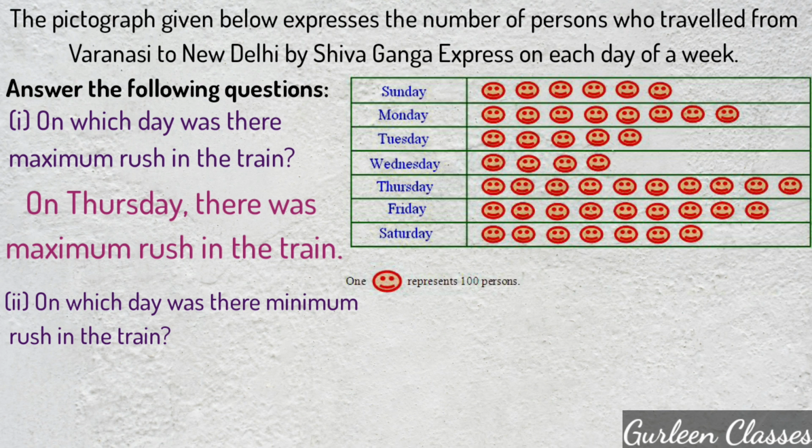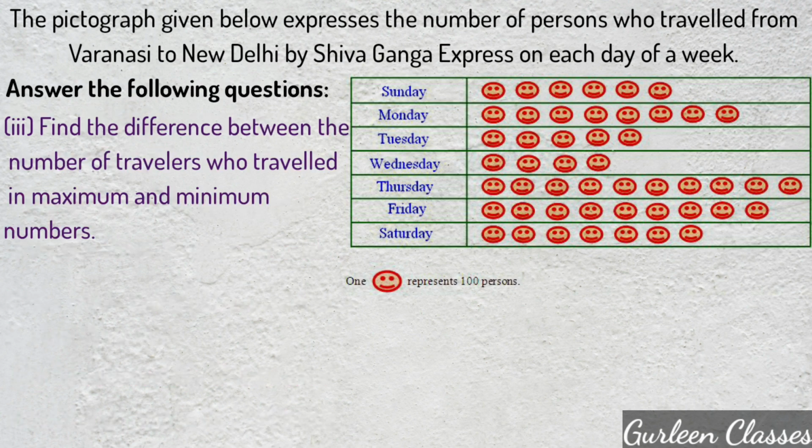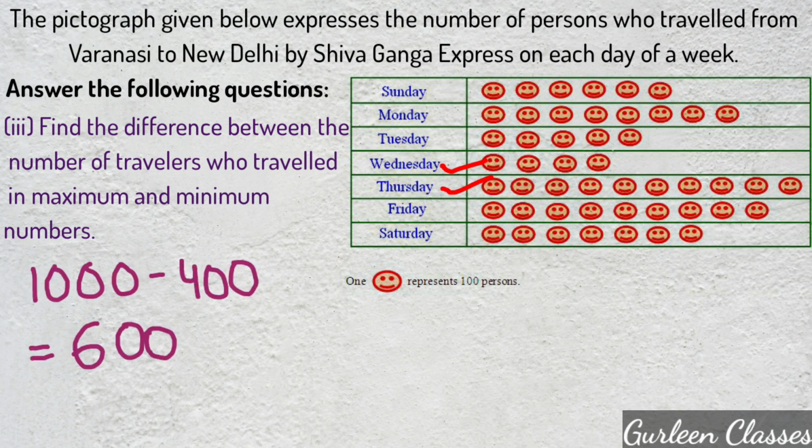How many persons were there? 1000. Next question, on which day was there minimum rush in the train? Minimum rush was on Wednesday and the number of persons who travelled was 400. Third part, find the difference between the number of travellers who travelled in maximum and minimum numbers. So students, maximum was on Thursday, that is 1000, and minimum was on Wednesday, that is 400. So we have to find the difference between maximum and minimum. So 1000 minus 400 is equal to 600. So the difference is equal to 600.